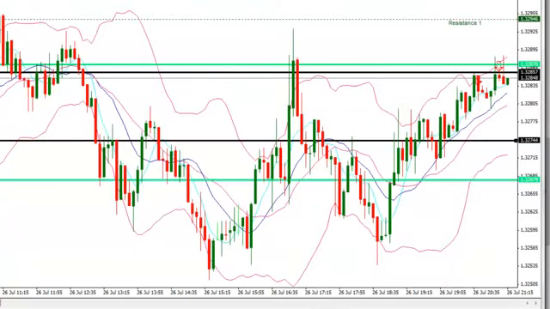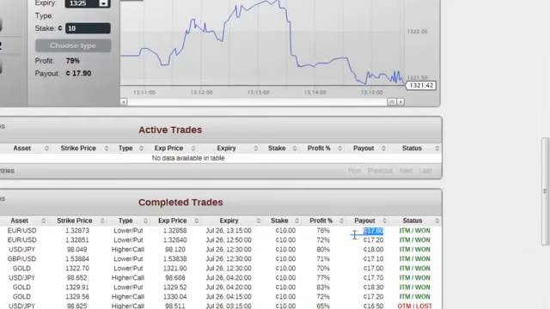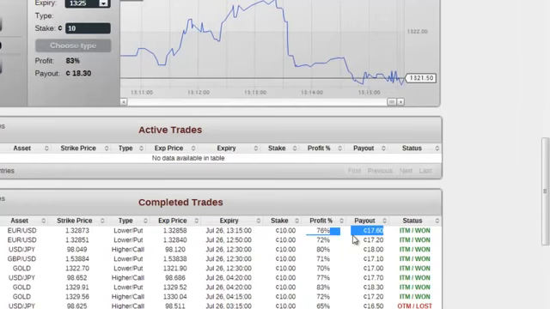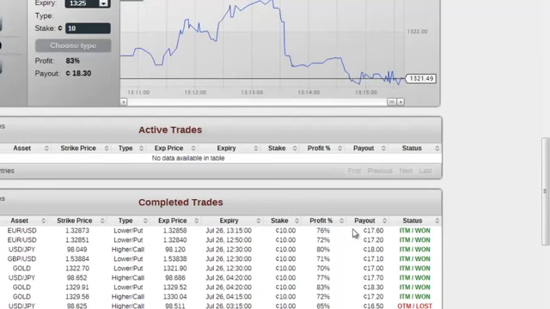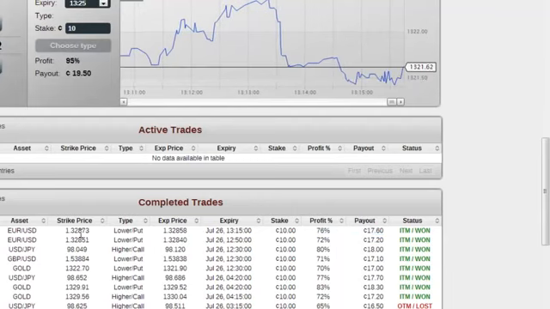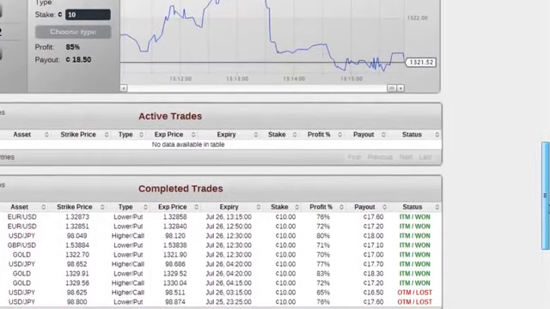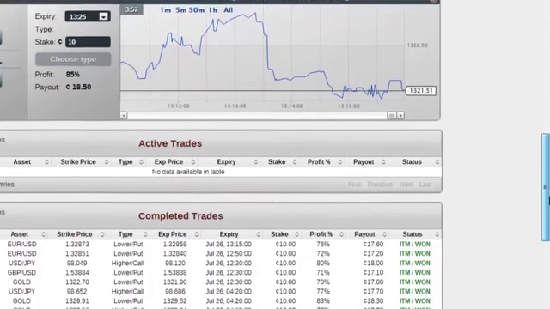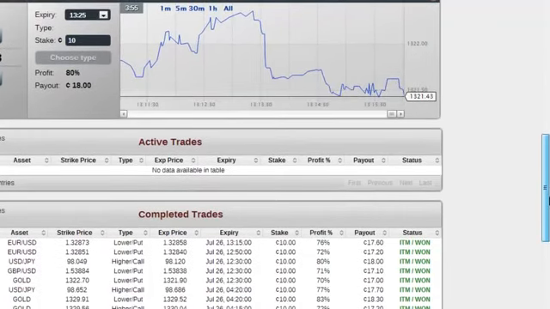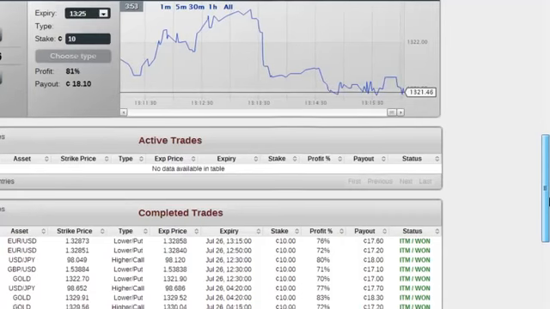So we're looking pretty good on this trade. Looks like it did end up being a winning trade here on the Euro USD. We once again are trading the Bollinger Band. The profit is 76%. Payout was $17.60. Strike price was 132,873. Expiry price was 132858. So we made the right prediction in the right way, and we're about 85% for the last 9 trades.